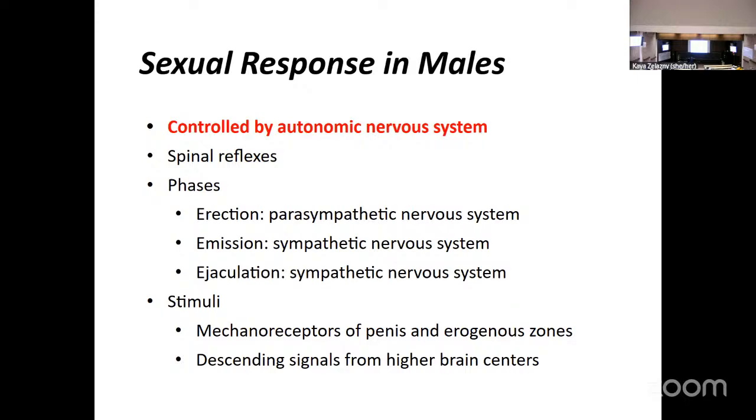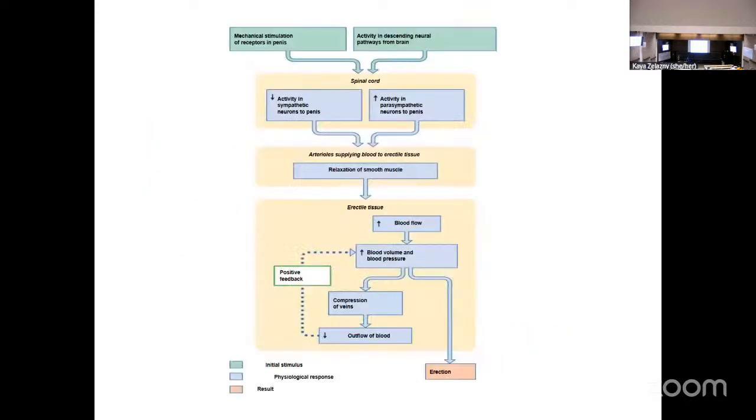all right, just like in our digestive system, we can have thoughts that are involved in this process, right? So we had cephalic phase impulses in our digestive system. We do have descending signals from higher brain centers that can act as stimuli for arousal and for each of these phases. But we're also going to have mechanoreceptors, so physically receptors on cells in the penis and in other erogenous zones that also lead to these different phases of the sexual response. Okay, so we're going to look at this little flow chart next.